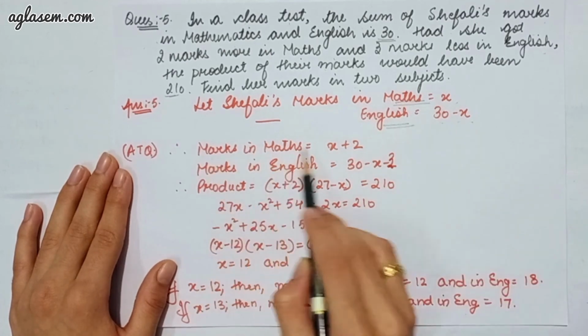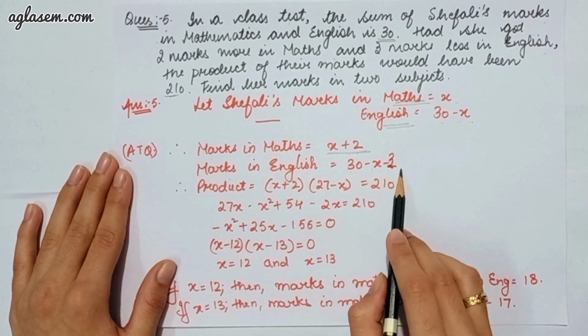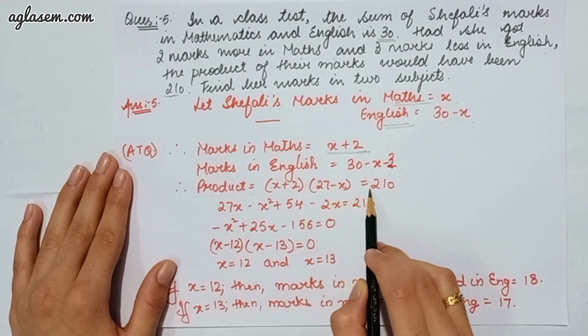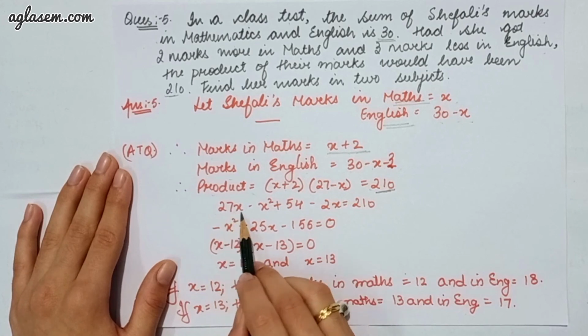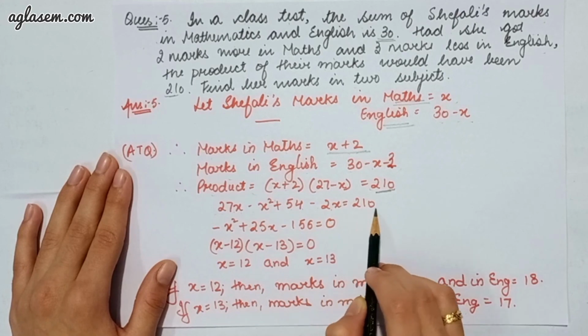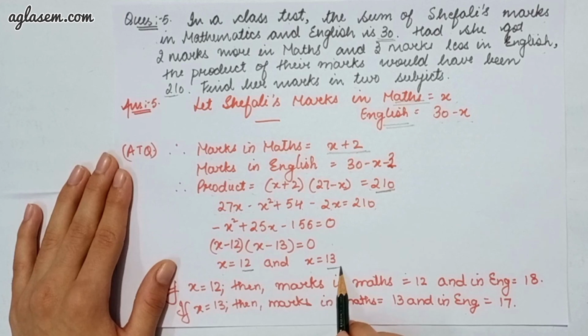marks in maths will be x plus 2 and marks in English will be 30 minus x minus 3. So their product will be x plus 2 into 27 minus x, which is equal to 210. Now 27 into x, that is 27x minus x square plus 54 minus 2x is equal to 210. Solving it, we will get x as 12 and x as 13. If x is equal to 12, then marks in maths will be 12 and in English will be 18. If x is 13, then marks in maths will be 13 and in English it will be 17.